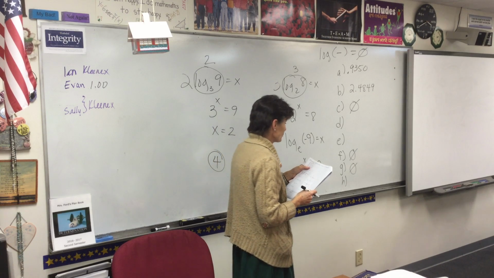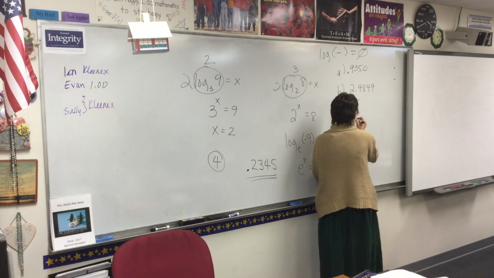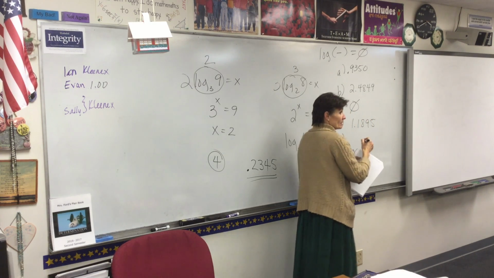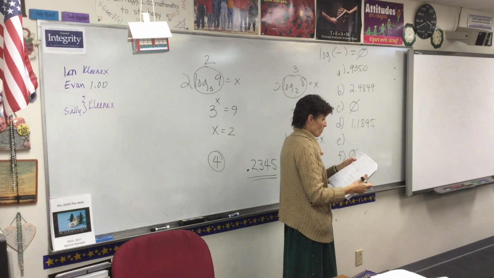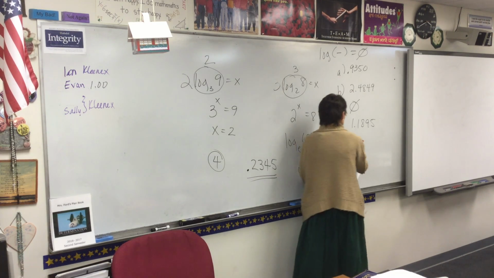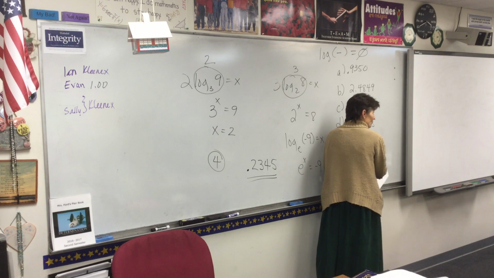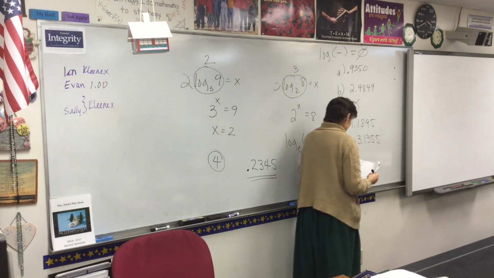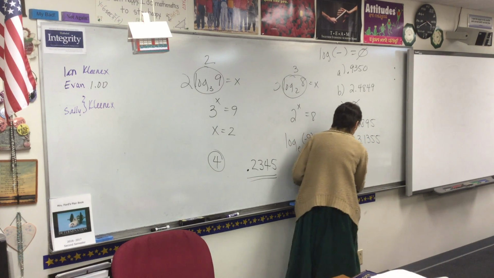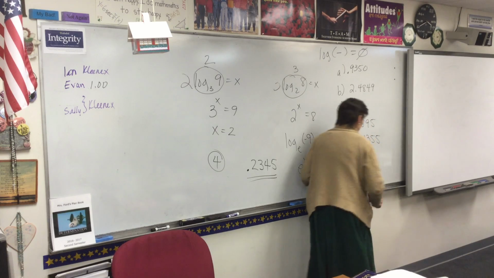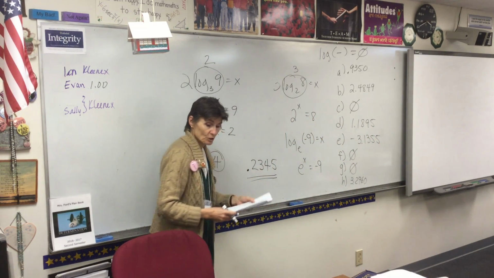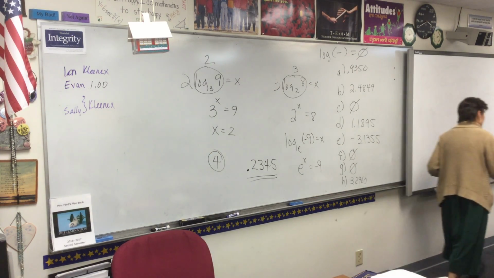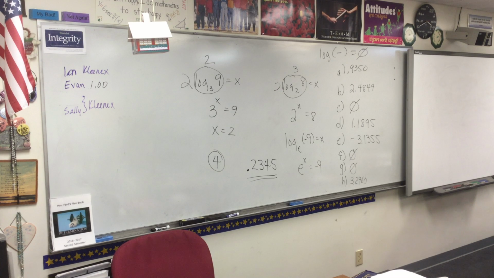Now, you should have gotten an answer to D. What did you get for D? 1.1895. I'm looking for agreement. Yes. What did you get for E? -3.1355. And H? 3.2960. Good job.